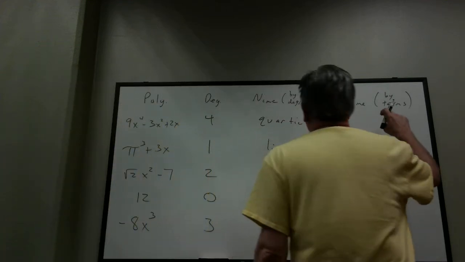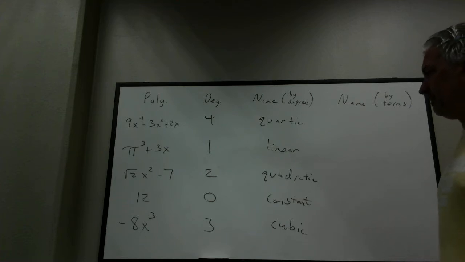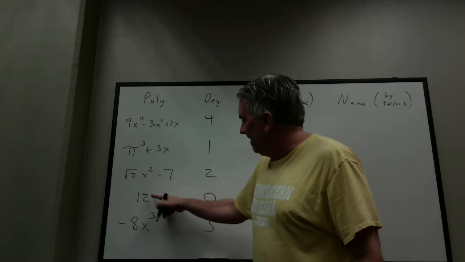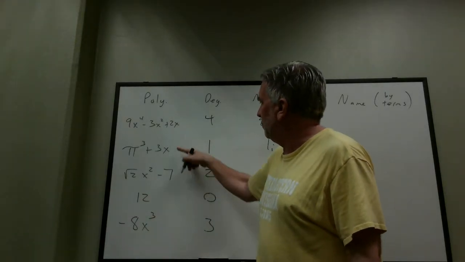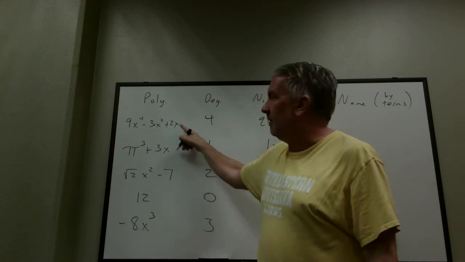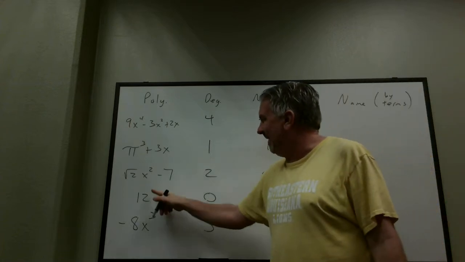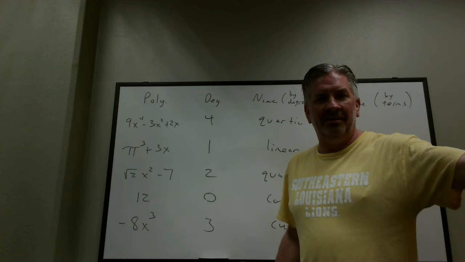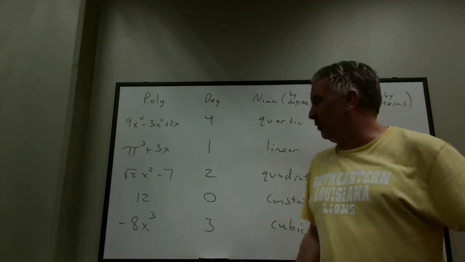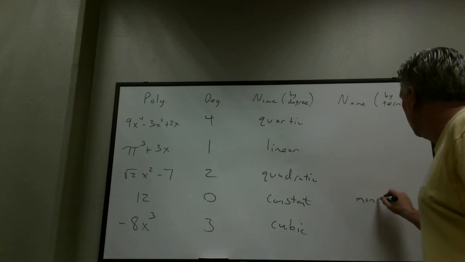Now, there's another way you can name polynomials, and that's by the number of terms they have. I've kept these pretty simple here. Notice both of these have one term. It's just one thing, one thing. And these have 2 terms, and this one has 3 terms, right? 1, 2, 3. So what about polynomials that only have one term? Remember, poly means many. So polynomials are things with many terms. But if you only have one term, we call that a monomial.